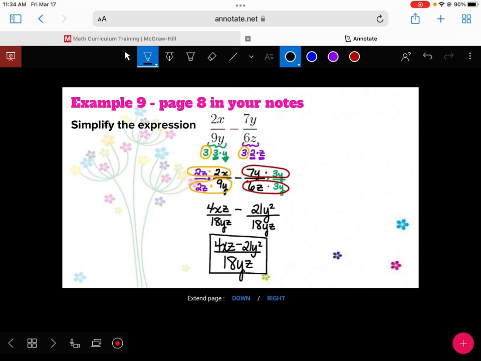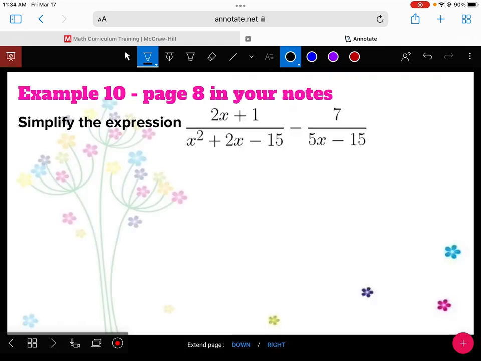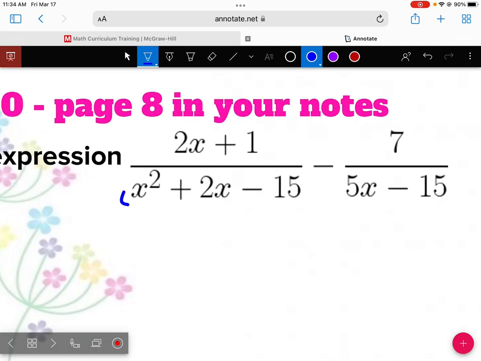All right. Next to last, example 10. I want to know if those denominators have any factors in common. Yes. What factors do they have in common? Remember, factors are things that we multiply together. So negative 15 times what would give me x squared plus 2x minus 15? Nothing. Then 15 and negative 15 are not factors of this.